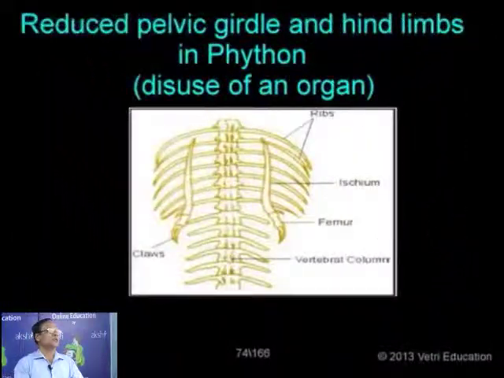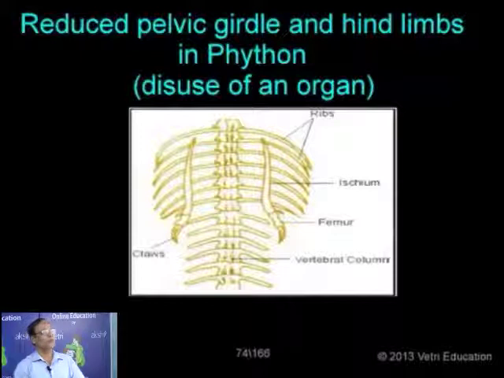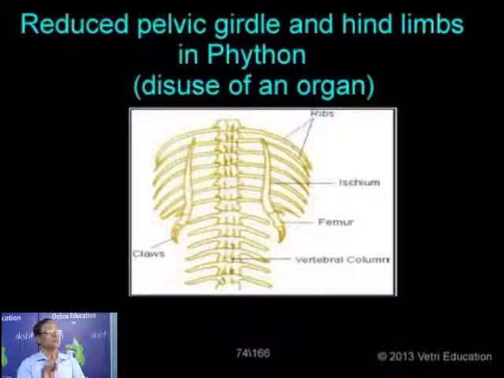Then here, this is disuse of an organ. The use of an organ, like the lengthening of the neck in the giraffe, is due to usage. When an organ is used continuously, its efficiency increases, its size increases. But here is another example: you see the reduced pelvic girdle and hind limbs in python. Because of non-usage, because of disuse, the organ has been reduced in size and its efficiency also decreases.